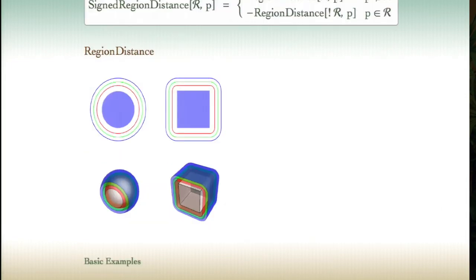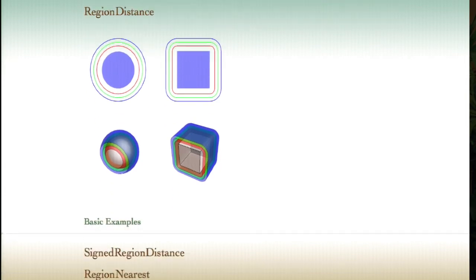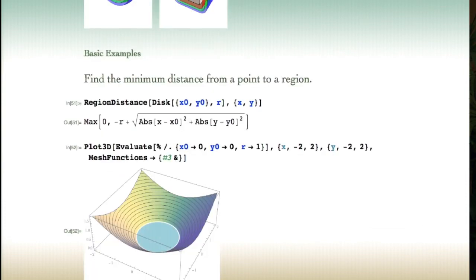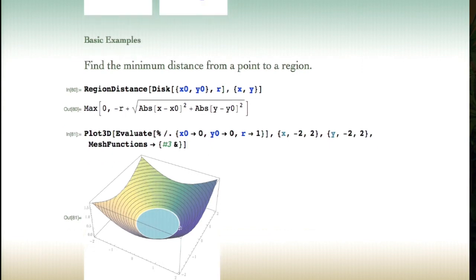Okay, so these are iso distance curves. The blue here is sort of a region, and you can see various iso distance curves. So it's a way to sort of globally understand what distance means. These are simple shapes, so it's easy to see what they look like. So here's the region distance to a disk. And if we plot that, we'll see that the distance is 0 when I'm in the region, and then it sort of grows outside of that.